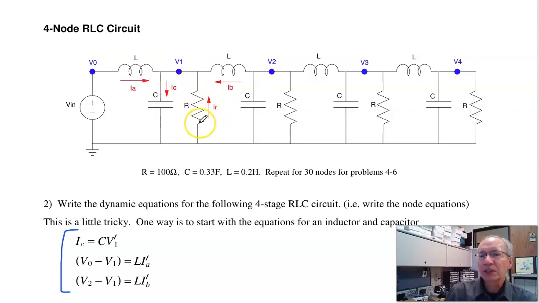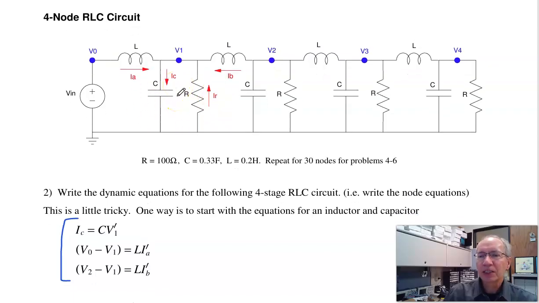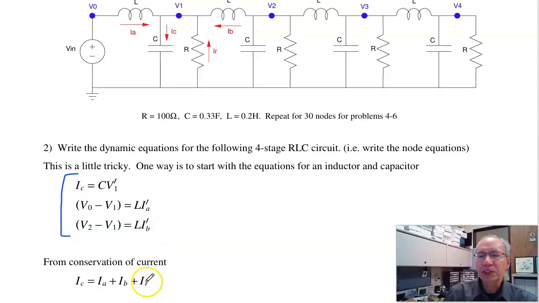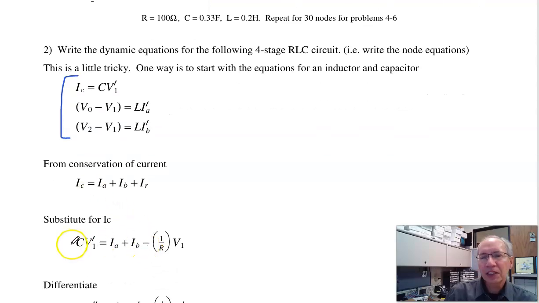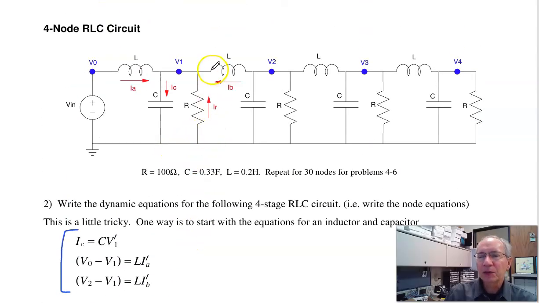Now I want to combine them for the circuit. If I solve for IC, conservation of current says IC is IA plus IB plus IR. IC is C dV/dt. I'm using prime notation to indicate derivative. That's IA plus IB. IR is the voltage through the resistor, 0 minus V1 over R.